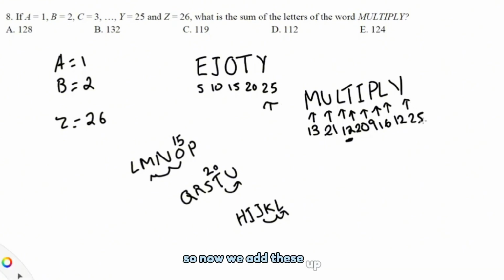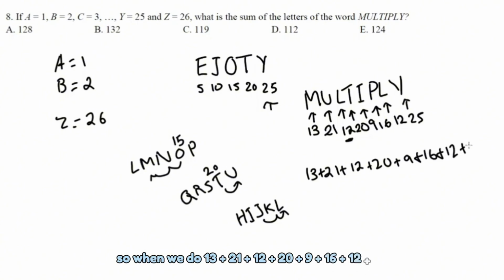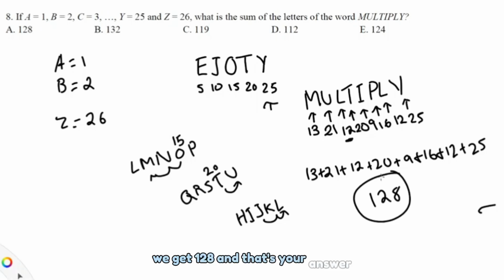So now we add these up. So when we do 13 plus 21 plus 12 plus 20 plus 9 plus 16 plus 12 plus 25, we get 128. And that's your answer.